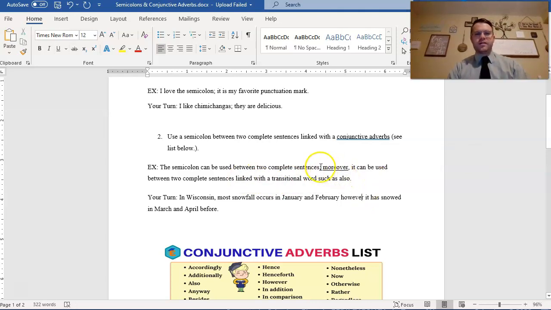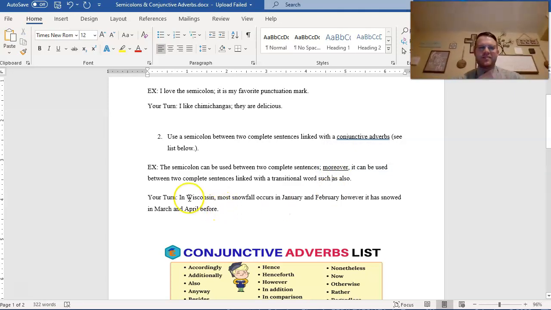What we basically do there is we can replace that period between those two sentences with a semicolon, and then we just need a period, and we just need a comma after our transition word, after our conjunctive adverb. There is another your turn sentence here. In Wisconsin, most snowfall occurs in January and February. However, it has snowed in March and April before. Take another 5 seconds to do that one on your own, and then I'll go over it anyway.